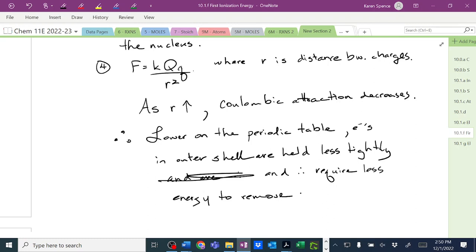Lower on the periodic table, electrons in the outer shell are held less tightly and therefore require less energy to remove. Now, if you're looking at views, a lot of those are just me trying to go in and find something. So a lot of them are just me looking at my own videos, right? Because I'm like, where is it? Okay.